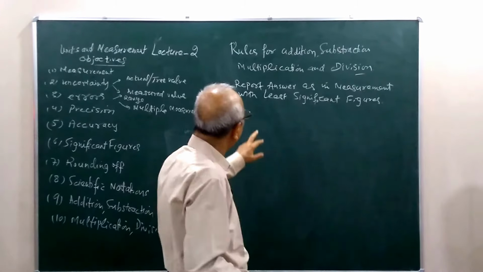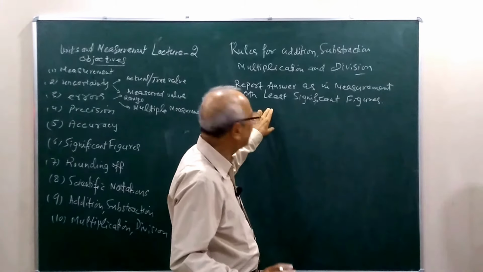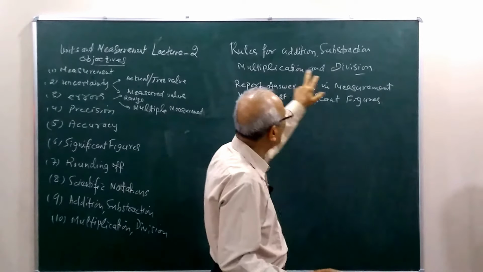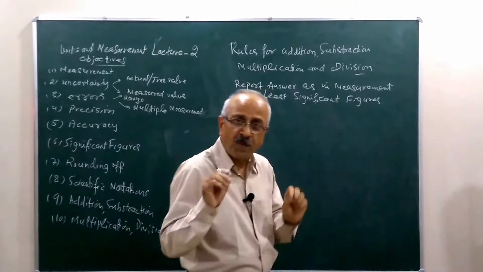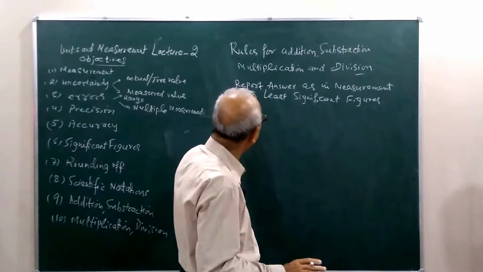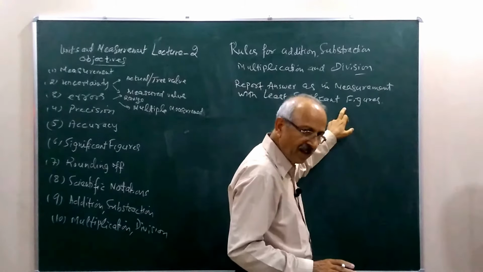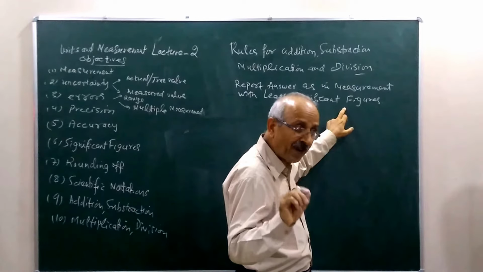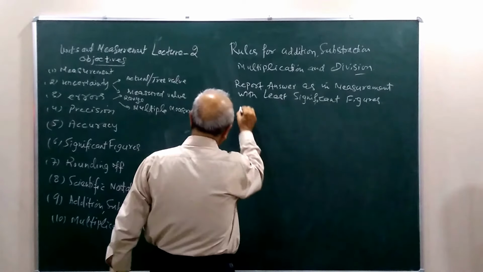The rule says that if I have more than one measurement, and I am adding, subtracting, multiplying or dividing, I will report my answer with the least significant figures. The measurement which has the least significant figures decides how I report my answer. Let me see an example of this.